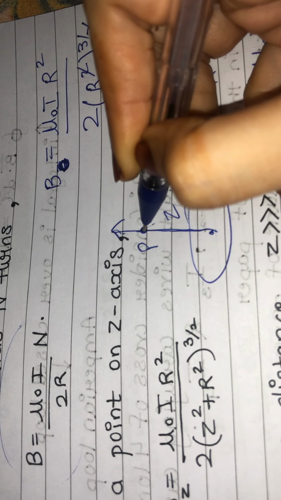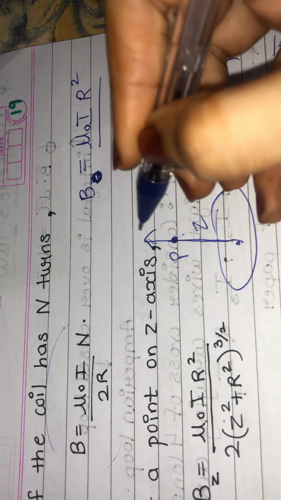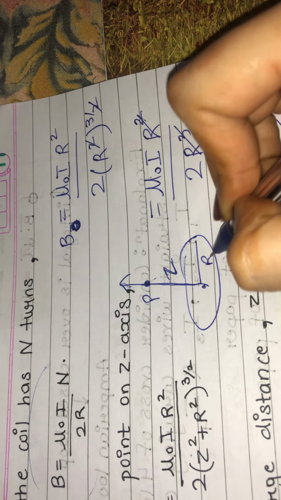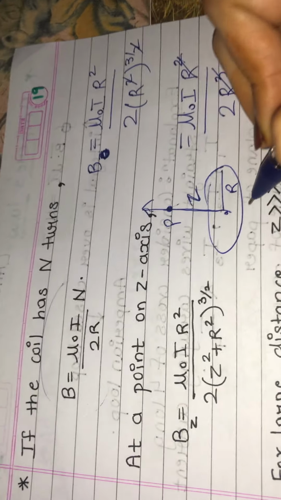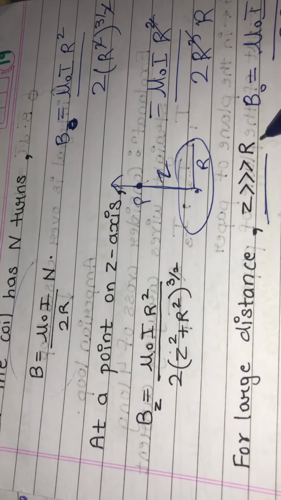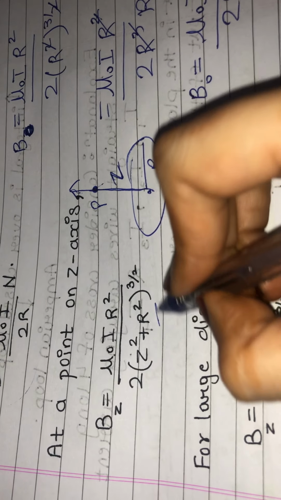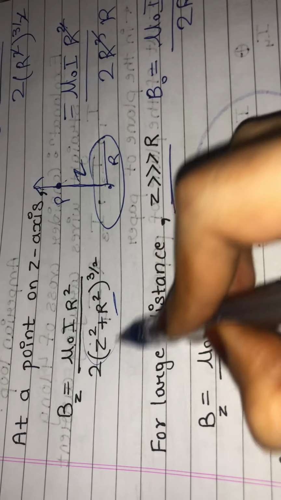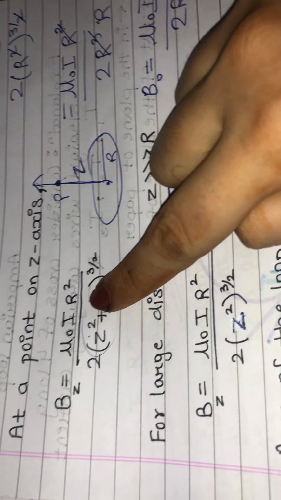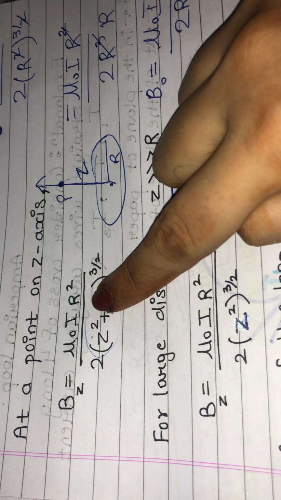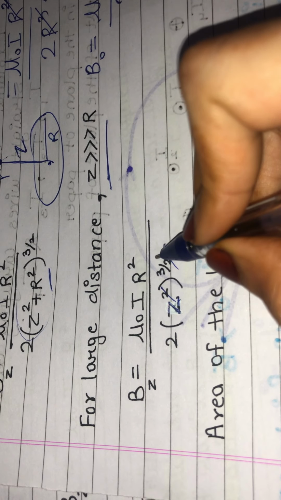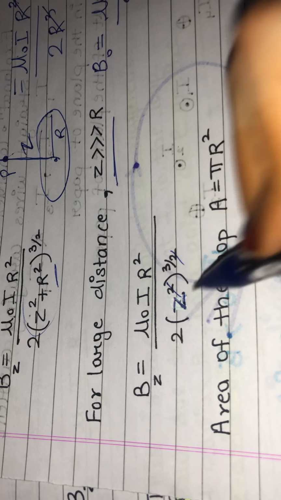If this z distance is not known to us, it is a very large distance, and this z is much larger than the radius of the loop, then what will happen? See, the z distance is much larger than the radius of the loop. At that time, r will be neglected in this term. If r is neglected, what remains? The numerator remains as it is. Looking at the denominator, r is neglected, so it remains z square raised to 3 upon 2. From this, 2 and 2 get cancelled. What remains? Z cube. So mu naught I r square 2 upon z cube.